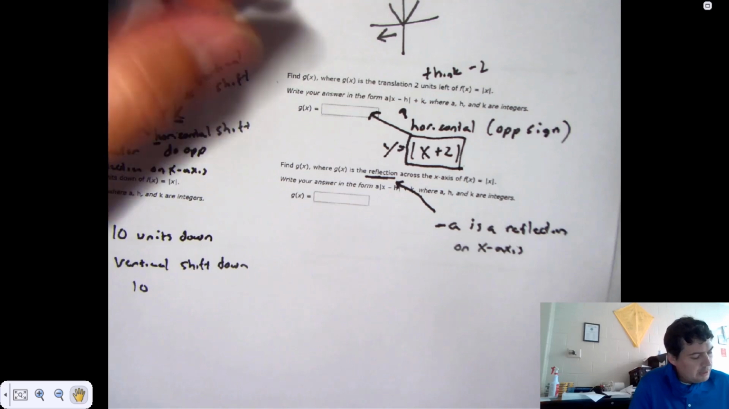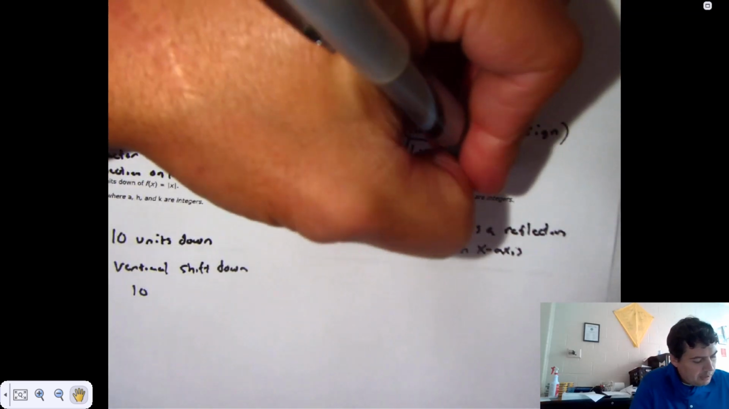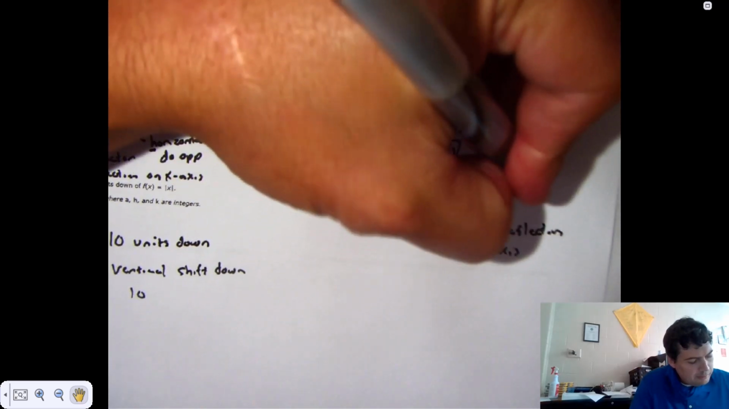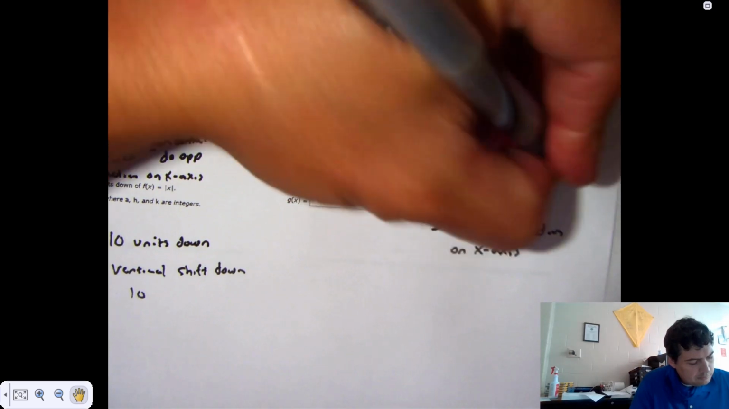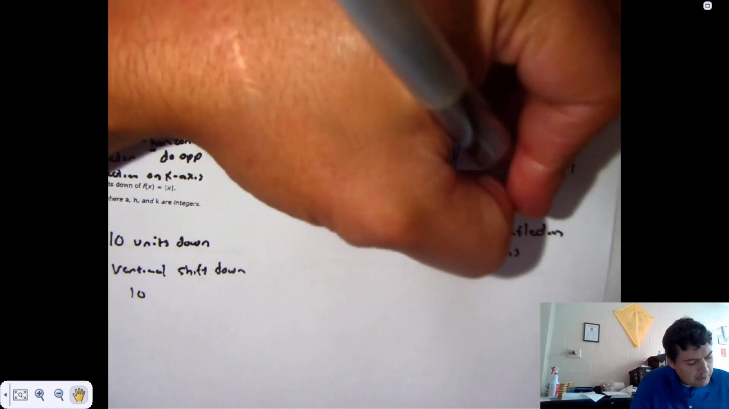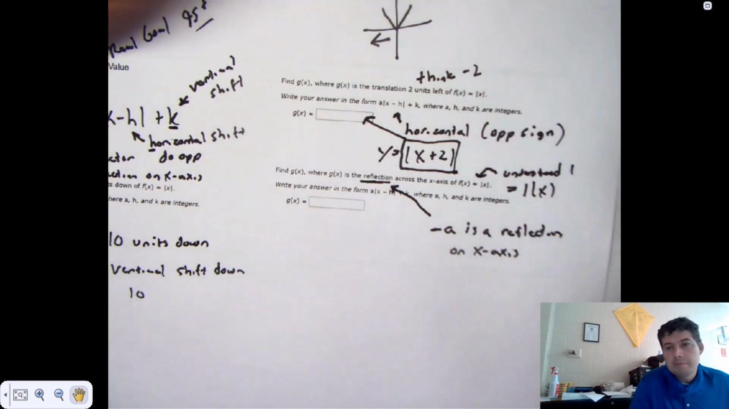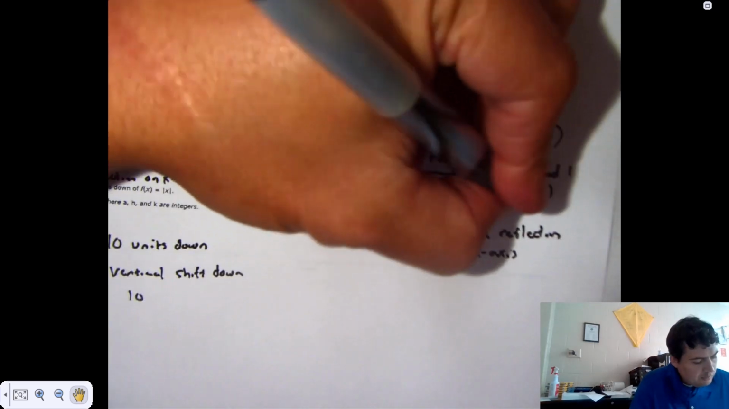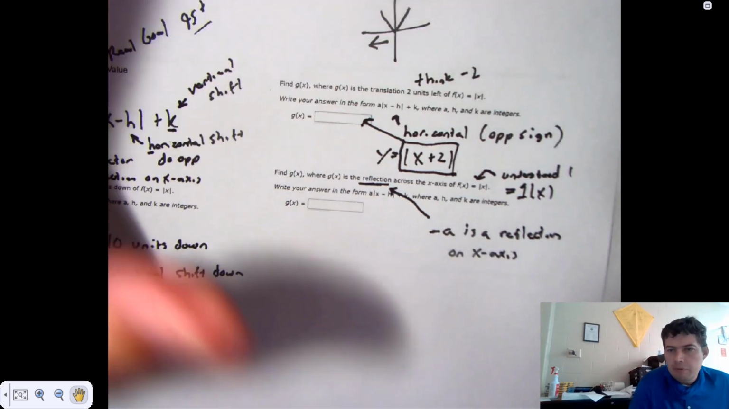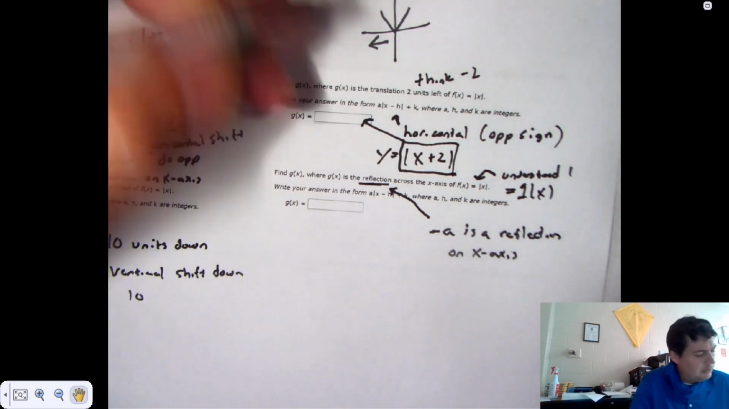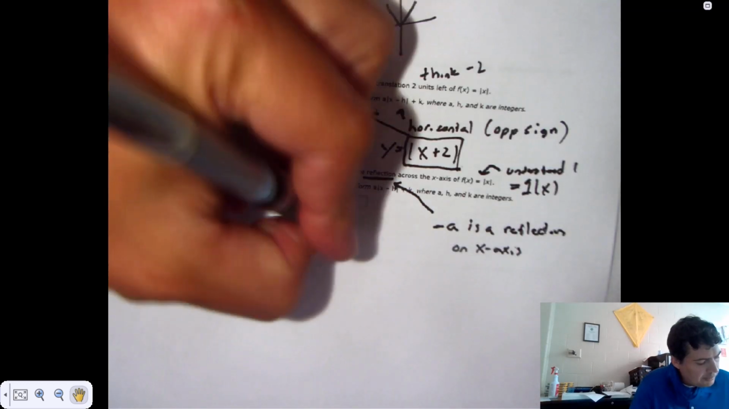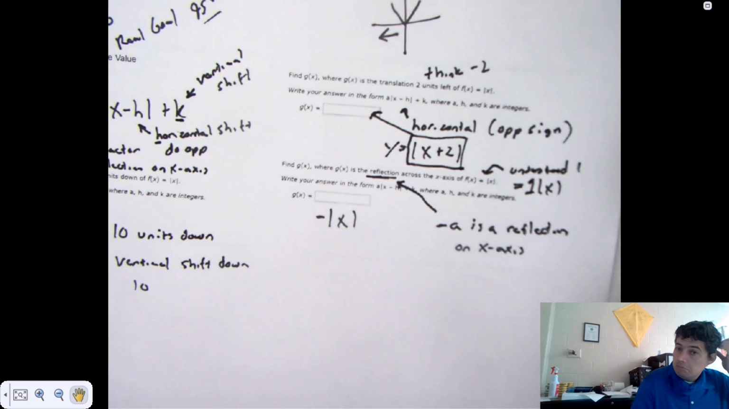Now, you talk about the mom. The mom has an understood 1 right there. So it's actually, if you want to think about it, 1 absolute value of x. Well, all I have to do is make that 1 negative. And 1s are understood in the world of math, so it's just negative absolute value of x. That's really all it is. It's that simple. Now, by the time you've done a couple like that, you're probably sitting in the 25 zone.